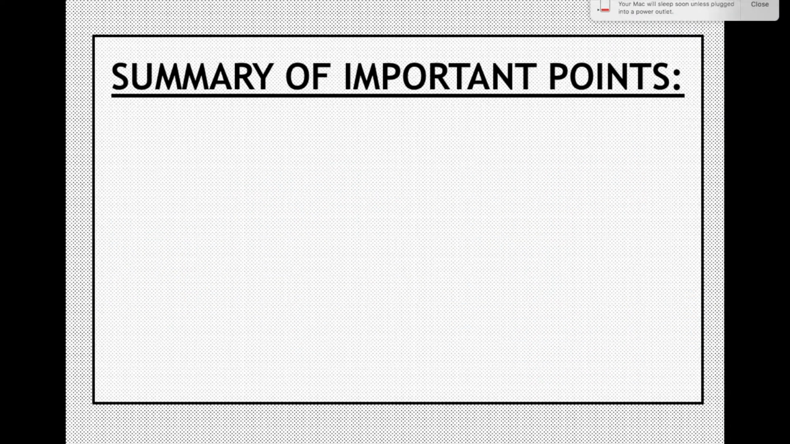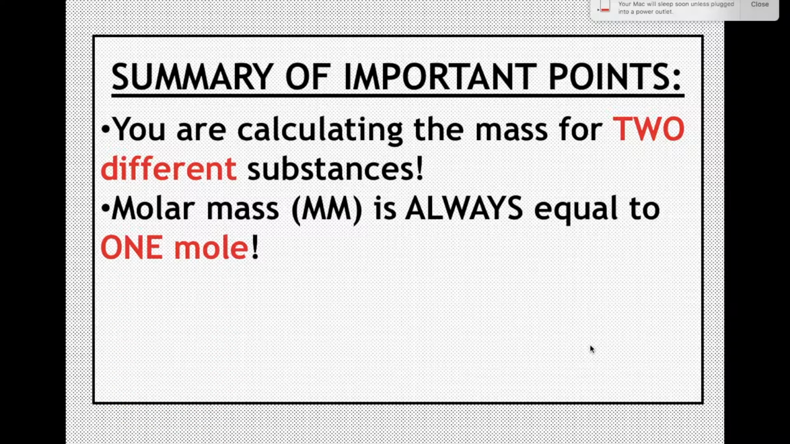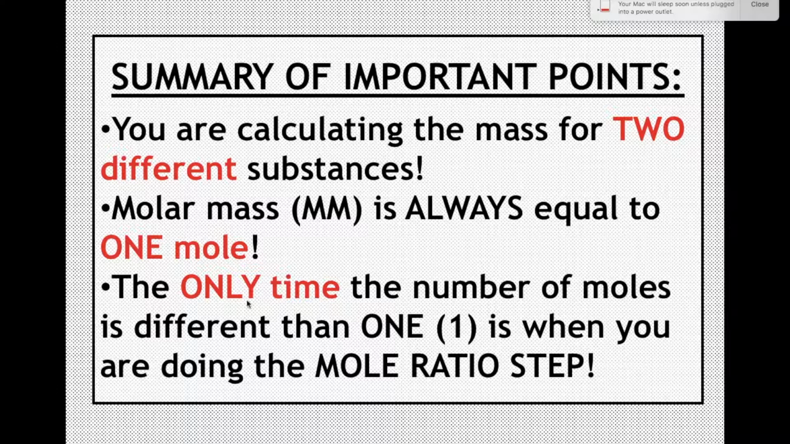All right, so important points, okay? You are calculating the mass for 2 different substances, one on one side of the mole-to-mole ratio and one on the other. We know how to do those from the beginning of the year. Molar mass always equals 1 mole. That's the conversion. It's not the mole-to-mole ratio. And the only time you use the number of moles, like the coefficients in the chemical reaction, is when you are doing the mole ratio step, that step in the middle.